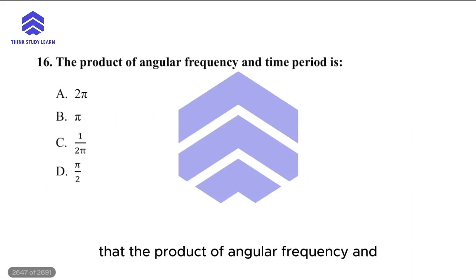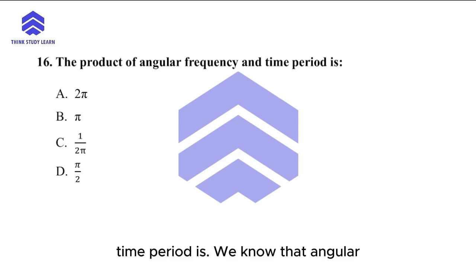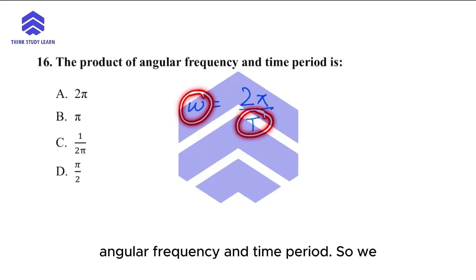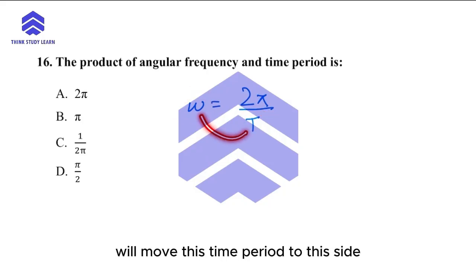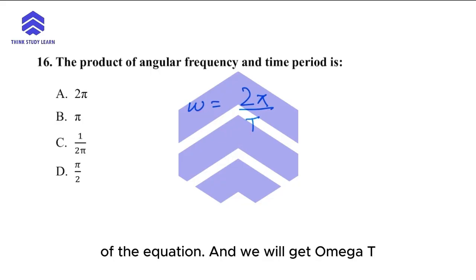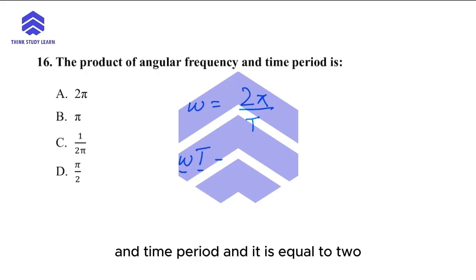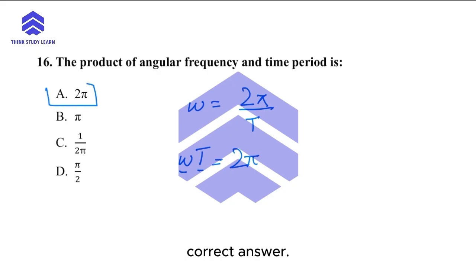Question 16 says that the product of angular frequency and time period is. We know that angular frequency is equal to 2 pi over T. We want the product of angular frequency and the time period. So we will move this time period to this side of the equation and we will get omega T, which is the product of angular frequency and time period, and it is equal to 2 pi. Hence, option A is the correct answer.